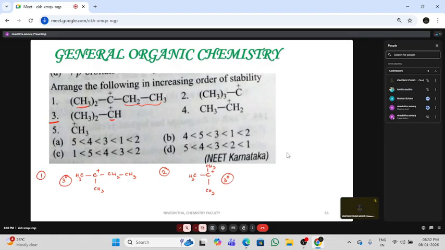Positively charged carbon is attached with 2 methyl groups and 1 hydrogen. So, Kanna, the positively charged carbon is attached with 1 hydrogen and 2 methyl groups. So, primary, secondary, or tertiary? Secondary. Yes, it is secondary.